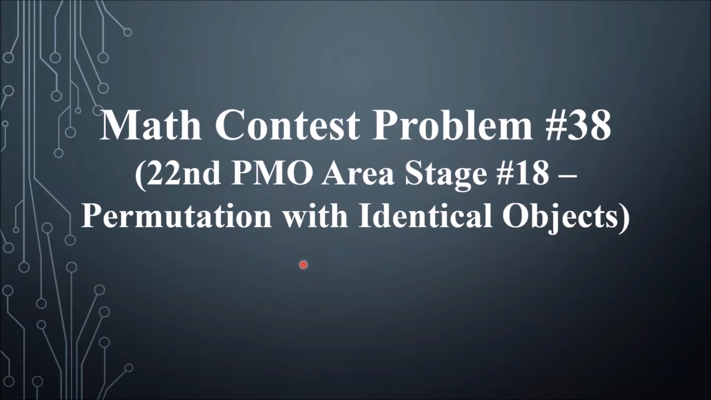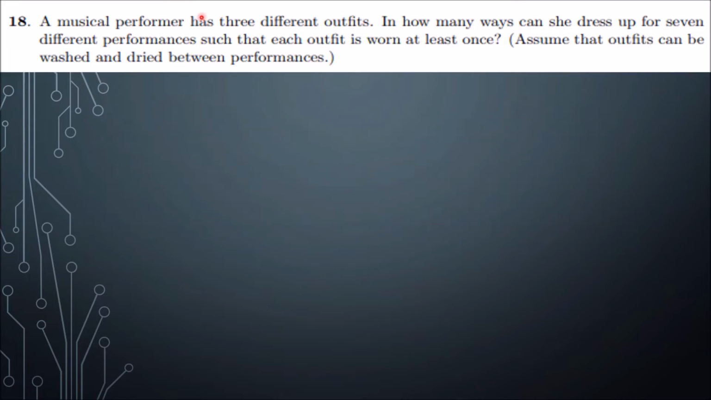Math contest problem number 38. Permutation with identical objects. A musical performer has three different outfits. In how many ways can she dress up for seven different performances such that each outfit is worn at least once? Assume that outfits can be washed and dried between performances.